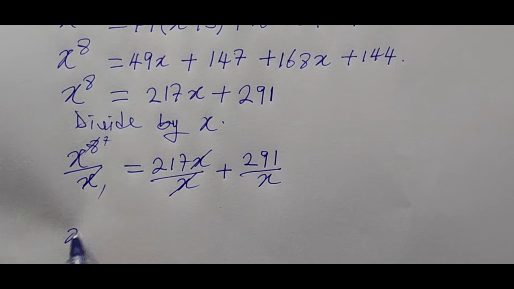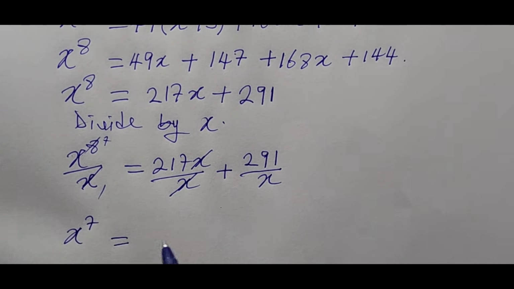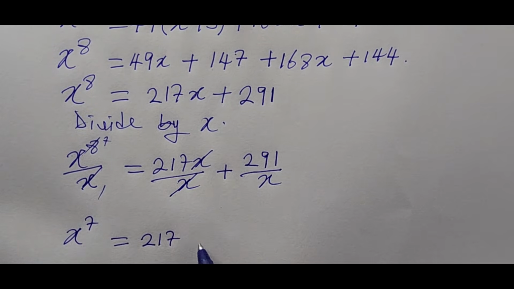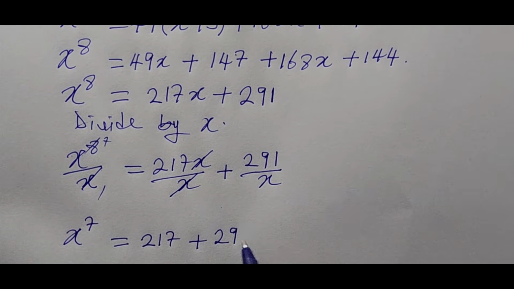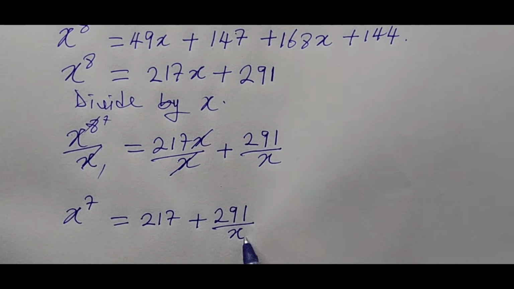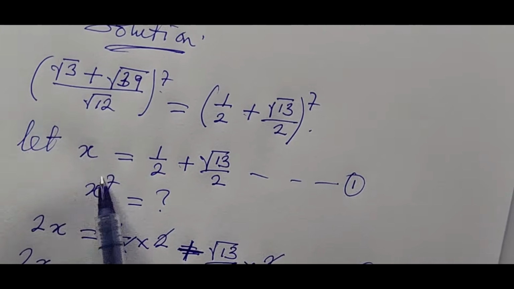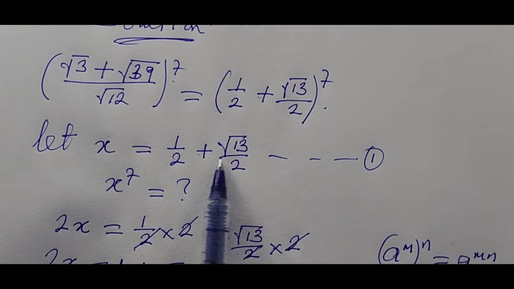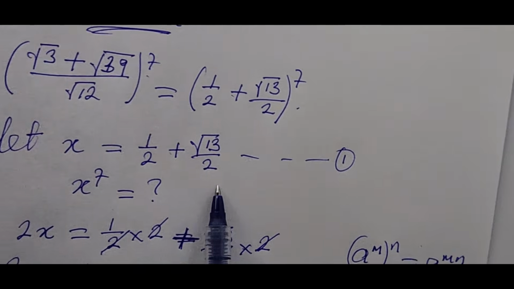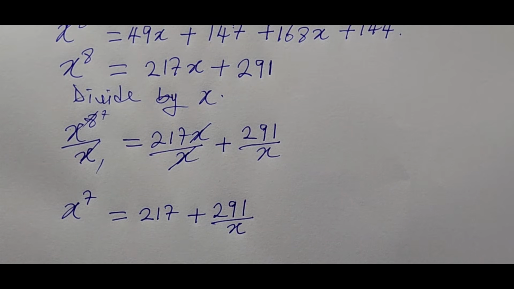So we're going to have x to the power of 7, which is what we are looking for, equals 217, then plus 291 all over x. The only challenge we have here is that we are still having x here. But remember at the beginning, we said let x be something. We said let x be equal to 1 all over 2 plus root 13 all over 2.